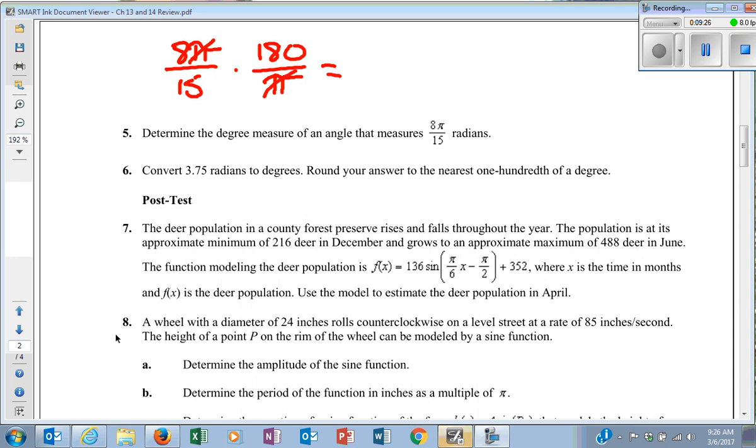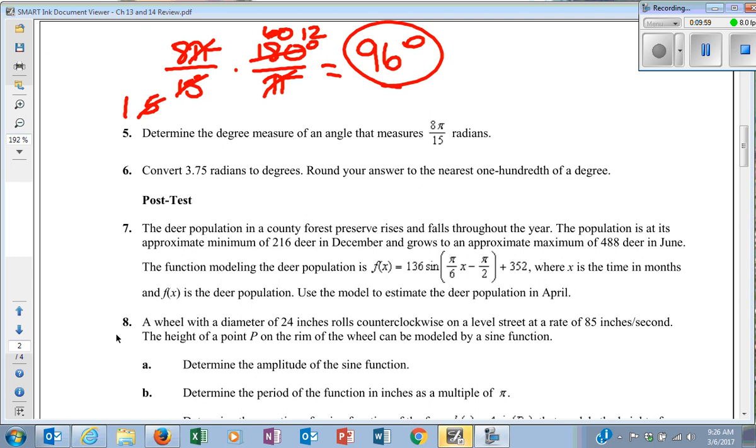I know that 15 and 180 have something in common. I know that 3 goes into both of them. 3 goes into this 5 times. 3 goes into this 60 times. And then 5 goes into that 1 time. 5 goes into that 12 times. And then when I multiply the 12 times 8, you get a 96, and then the pi's were gone, so degrees is the only thing left over, so it'll be 96 degrees.